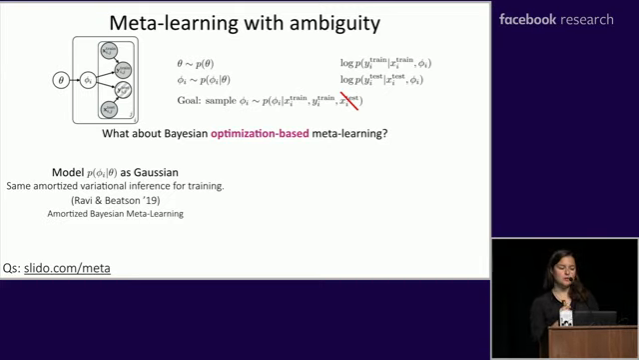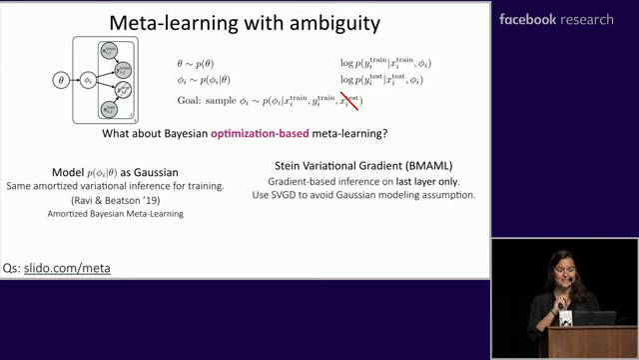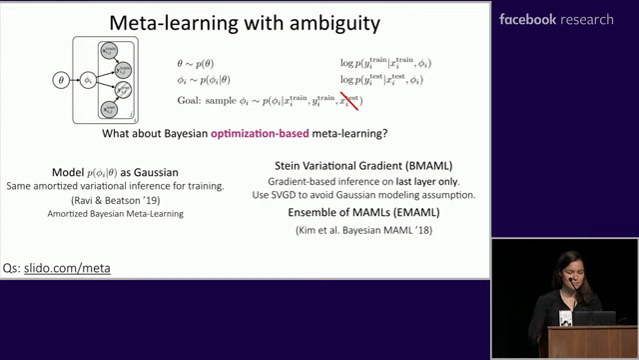Another thing that we could do is, if we don't want to model p of phi given theta as Gaussian, we can use Stein variational gradient on the last layer of the neural network and do gradient-based inference on the last layer and only have a single set of parameters, similar to theta, for all the other layers. And also we could use something like an ensemble of MAMLs, an ensemble of meta-trained neural networks that allows us to represent basically particles of the distribution. And both of these were proposed by Kim et al. in 2018.